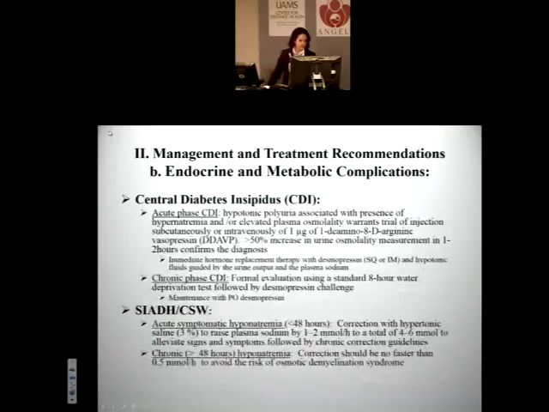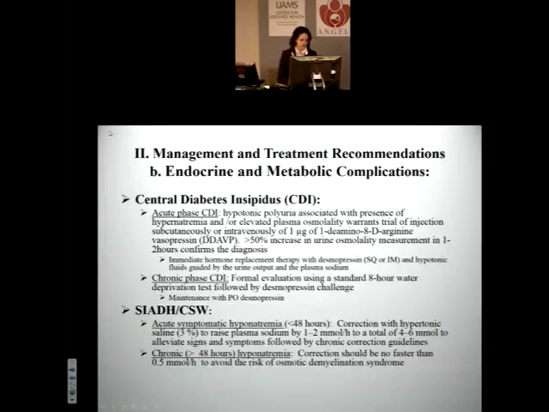Central diabetes insipidus, the acute phase, a hypotonic polyuria associated with the presence of hypernatremia and/or elevated plasma osmolalities. This warrants the trial of injection of sub-Q or IM DDAVP. Immediate hormone replacement with desmopressin and hypotonic fluids is guided by the urine output and the plasma sodium. In the chronic phase of diabetes insipidus, formal evaluation can be done using a standard 8-hour water deprivation test, and this can be maintained with oral desmopressin.